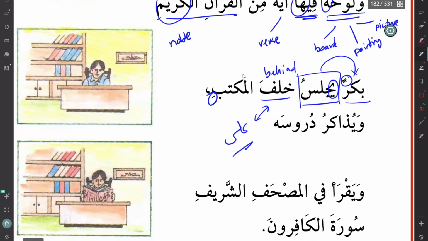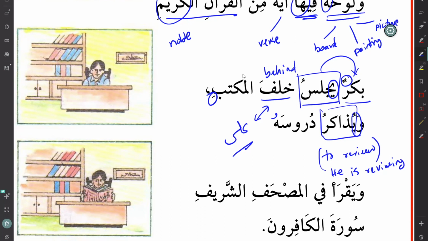Okay, wa yudhakiru durusahu. So we have a new verb, yudhakiru. Yudhakiru means to review. So I wrote to review. So how do you translate? Because it's starting with ya, we know it's present tense, and it has ya, which means he. So you translate as what? He is reviewing. Okay. Remember, I need to know what he is reviewing. So we need an object.